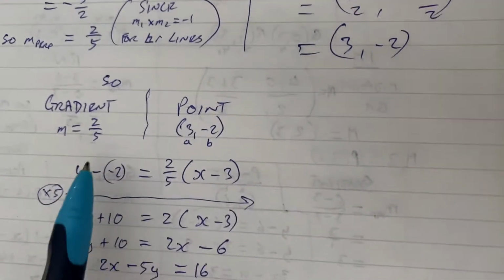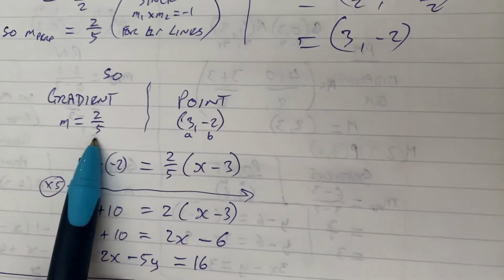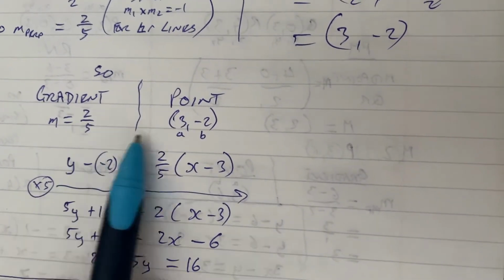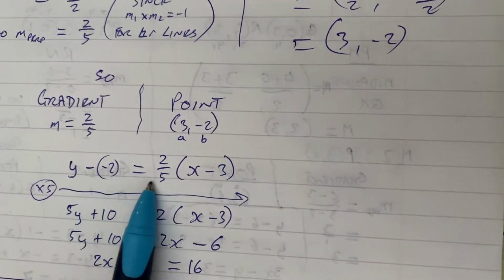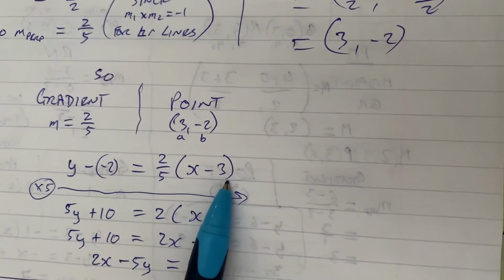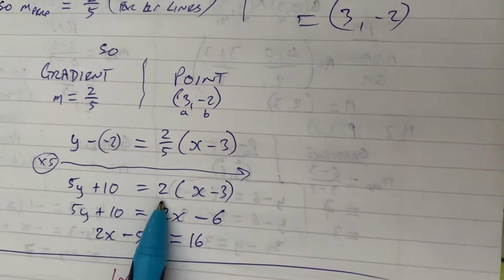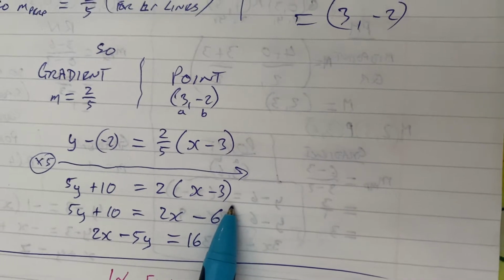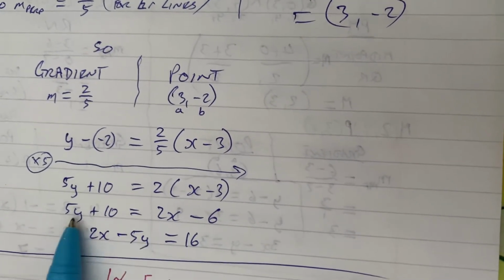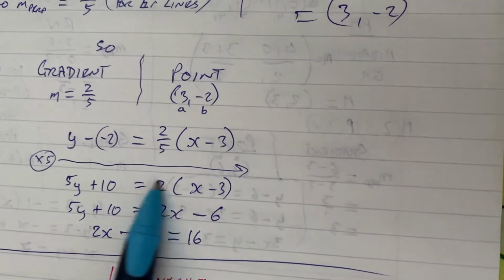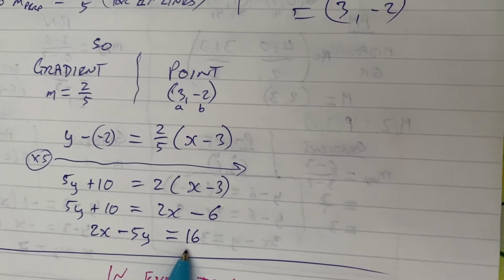So we get (3, -2) as our midpoint. Putting our equation together, we need a gradient and a point. Our gradient is 2/5, our point is (3, -2). So y minus b equals m bracket x minus a. Times through by 5 to clear that fraction: 5y plus 10 equals 2 brackets x minus 3. Multiply out the bracket and then rearrange, bring the 5y over, take the 6 back. So you've got 2x minus 5y equals 16.